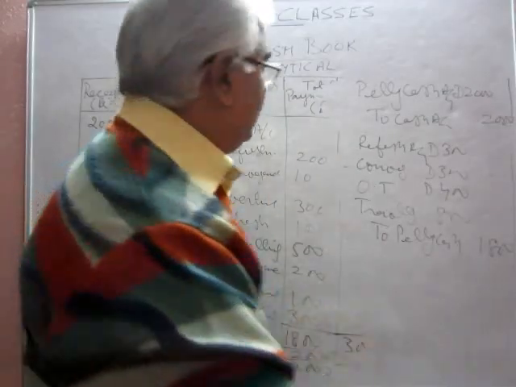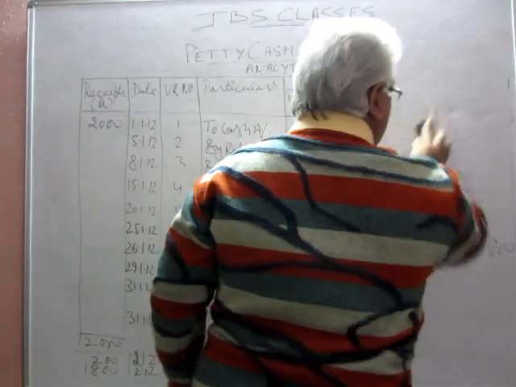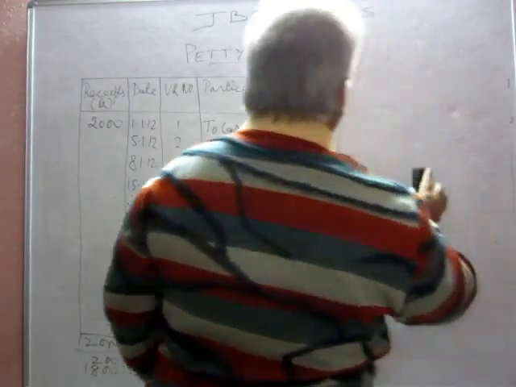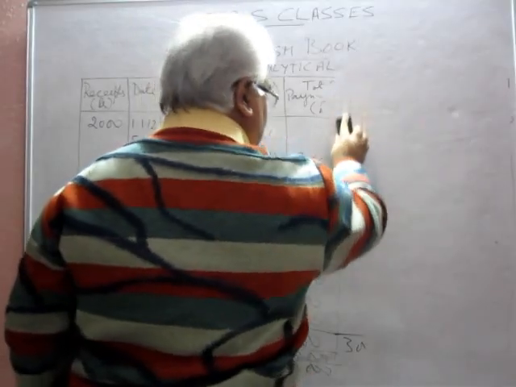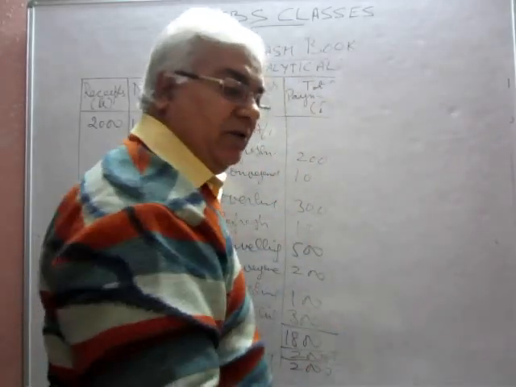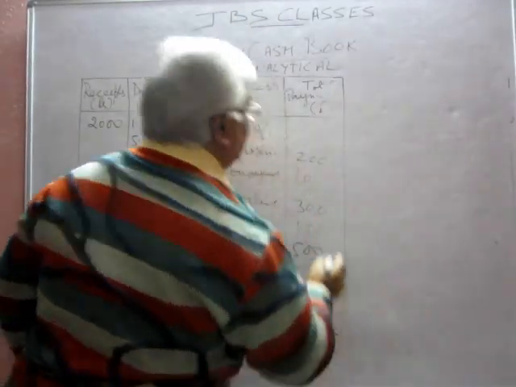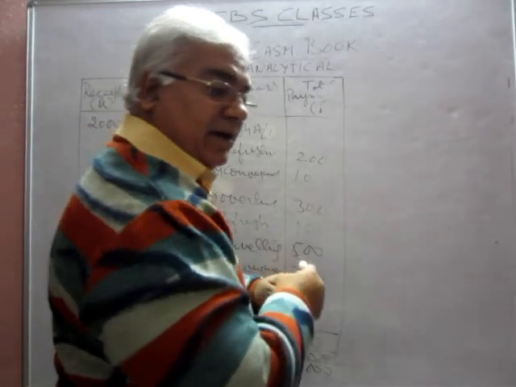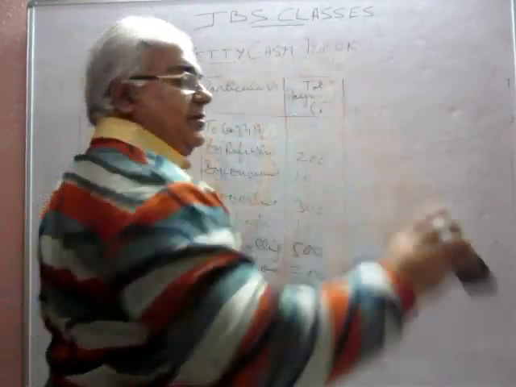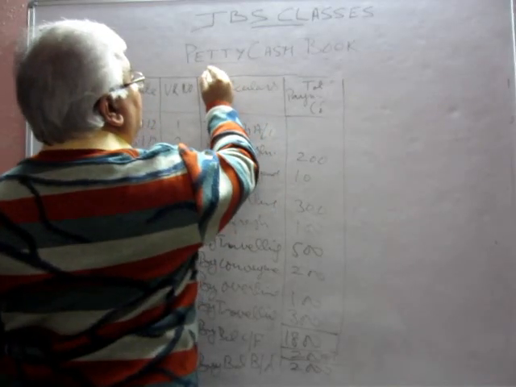Right. Now, I would like to tell you that basically petty cash book can be of two types: simple petty cash book and analytical petty cash book. You know what I have explained to you right now is analytical petty cash book. Okay? And simple petty cash book, as far as that is concerned, this is this.